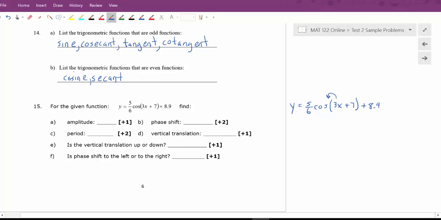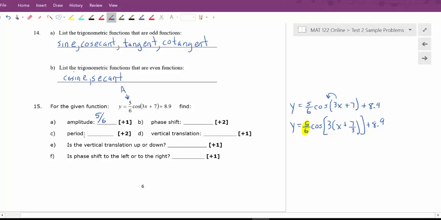So you've got to pull that 3 out. You need to write this as 5/6 times the cosine, and then draw a bracket, 3 with a parenthesis, and then 7/3. So you want to be sure that you're solid on that factoring when you do this. Okay, so the amplitude is just this value, and it's always a positive number, so don't ever put a negative answer for that. So the amplitude is going to be 5/6. That's the value of A.